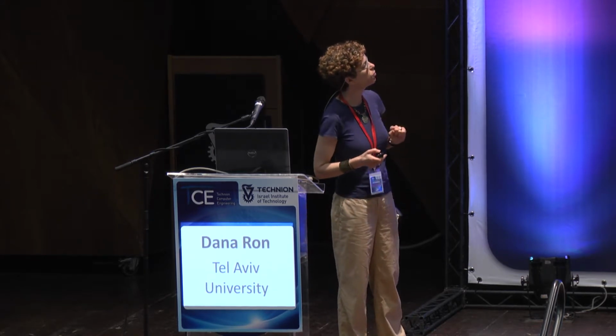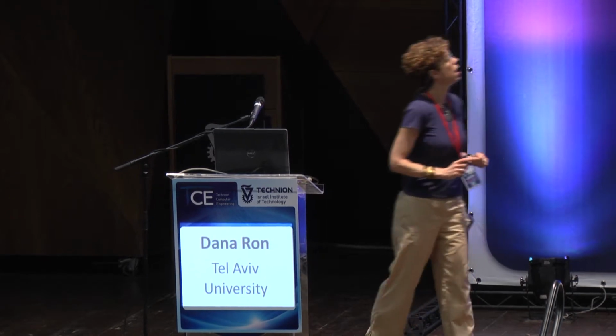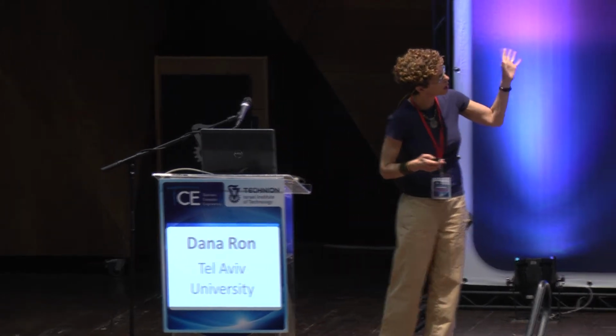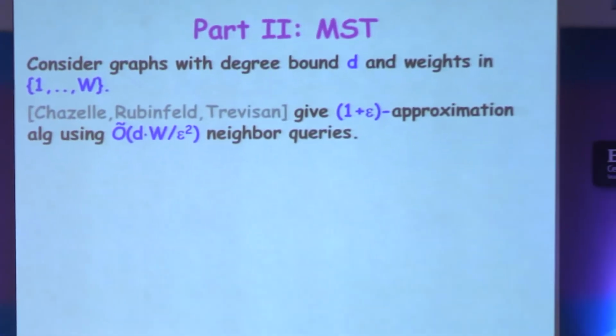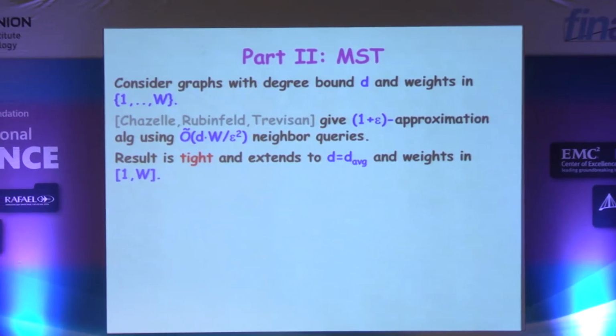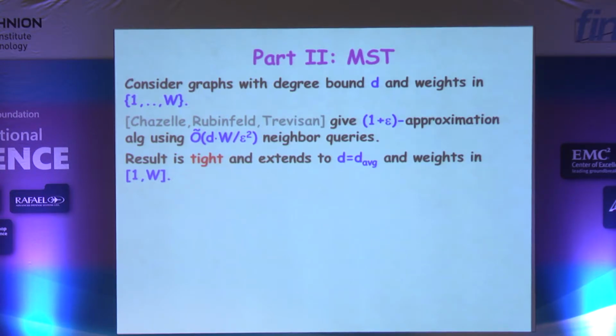Chazelle, Rubinfeld, and Trevisan also gave a 1 plus epsilon estimate of the weight of a minimum spanning tree. They did it basically linear in d and w, and polynomial in 1 over epsilon. So again, it is sublinear and does not depend at all on the size of the graph, only on the degree and the weight. The result is tight. Another nice thing is that it extends: I said maximum degree, but it extends to the average degree, so the graph can be sparse with varying degrees, and the weights can be in a range. The integrality of the weights is not important, it's just easier to describe.